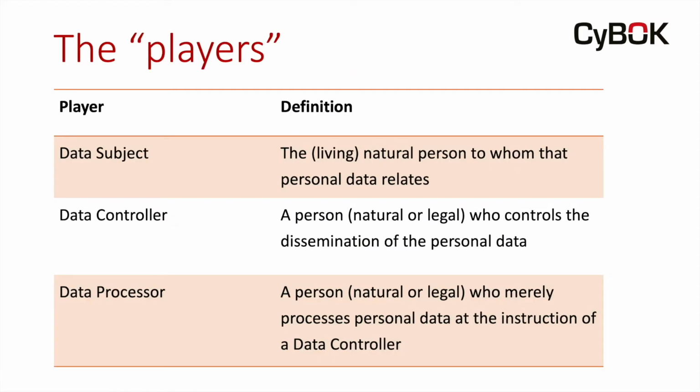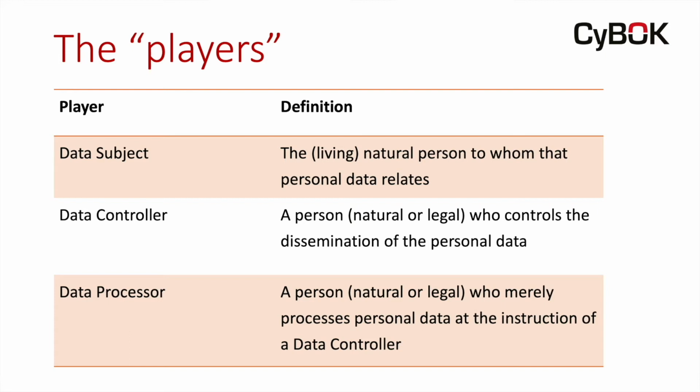If you're talking about data protection, you might as well use the specific terms of art that describe the key players in the data protection regulation game. Data subject, data controller, data processor. The data subject, of course, is the natural person to whom personal data relates. A data controller is the person who controls the dissemination of personal data. Dissemination or other processing, let's say.